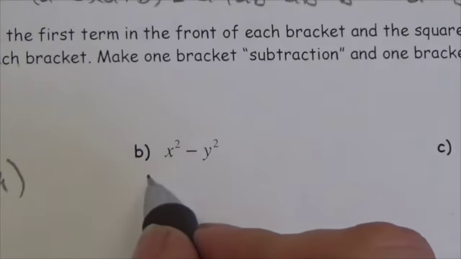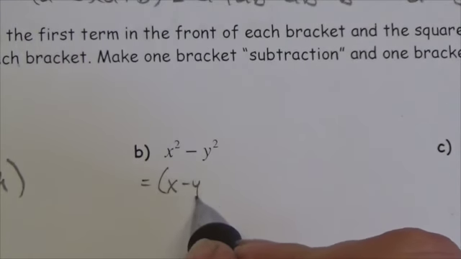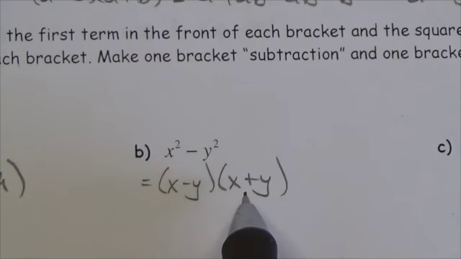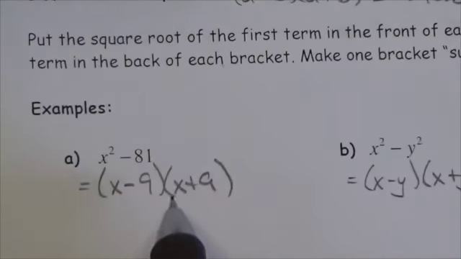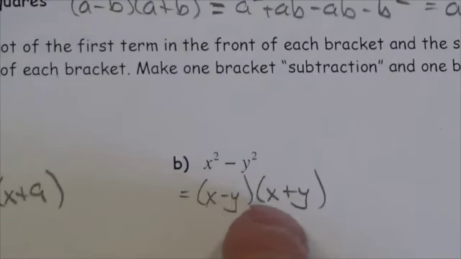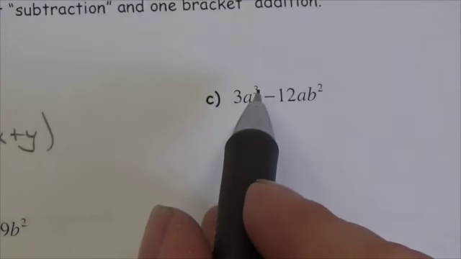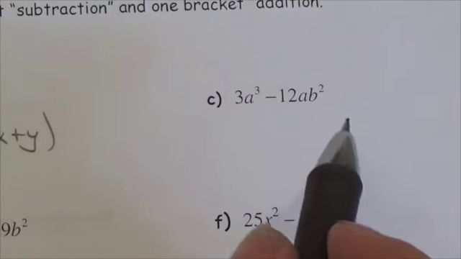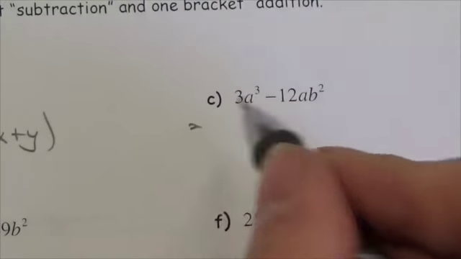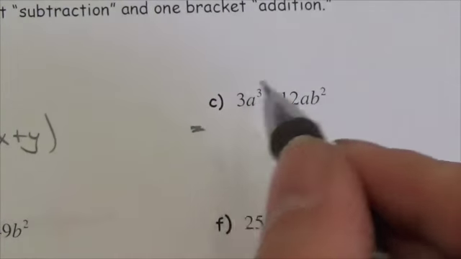x squared minus y squared. Okay, well this is going to be x minus y followed by x plus y. Okay, and we call these binomial conjugates. Same binomial really, except the middle sign is different. Okay, 3a cubed minus 12ab squared. Well this is not a difference of squares. However, we just finished doing some work with pulling out common factors, so let's do that.